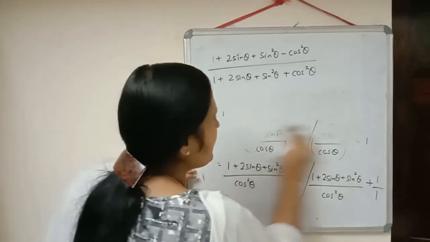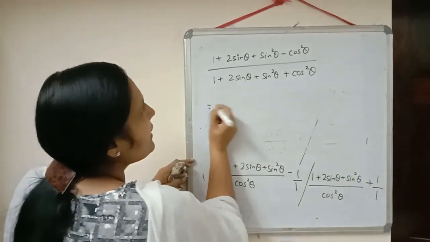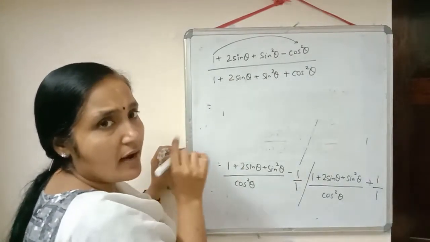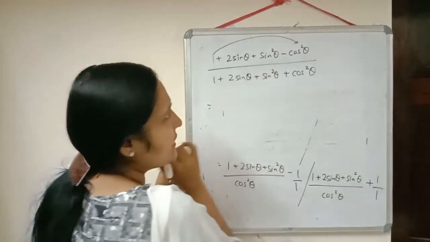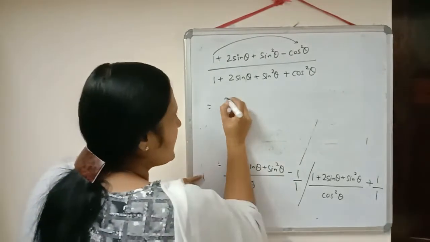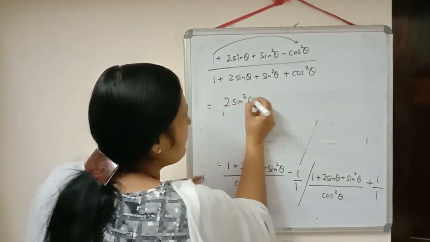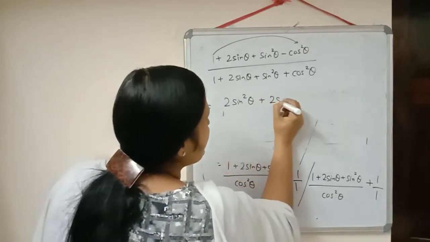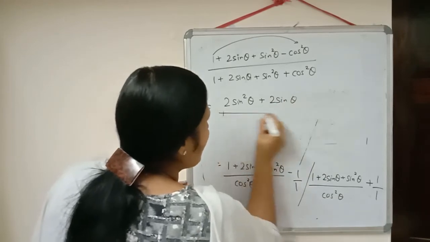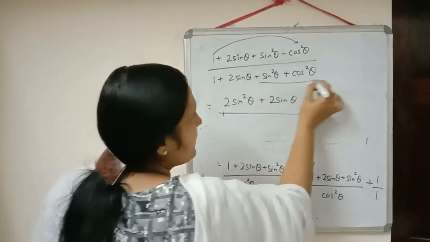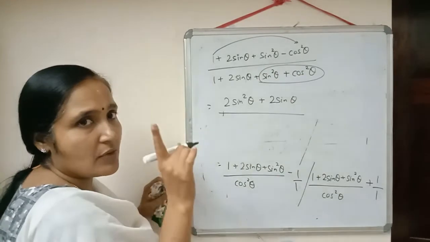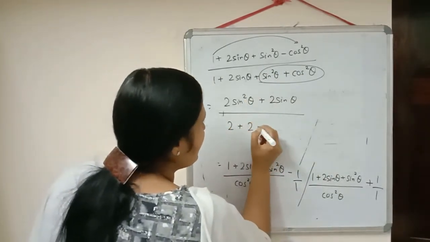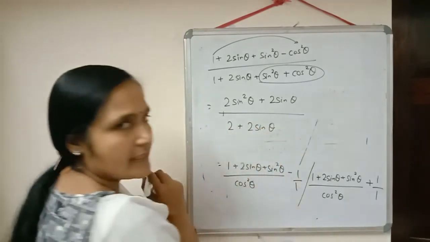Now just to check how we can use the first identity here. 1 minus cos² theta, what is 1 minus cos² theta? Sin² theta. And already one sin² theta we have. So sin² theta plus sin² theta will be equal to 2 sin² theta, plus 2 sin theta is remaining there. In the denominator, sin² theta plus cos² theta is equal to 1, and 1 plus 1 will be equal to 2. So we are getting here 2 plus 2 sin theta.